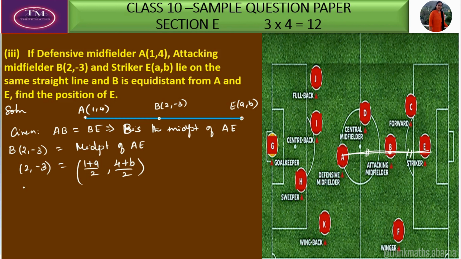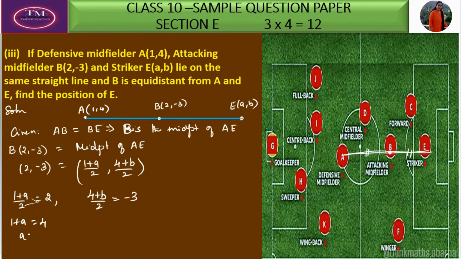So x coordinates will be equal. So (1 plus a) by 2 will be equal to 2 and (4 plus b) by 2 will be equal to minus 3. So x coordinates will be equal and y coordinates will be equal. So just cross multiply. 1 plus a will be equal to 2 twos are 4.